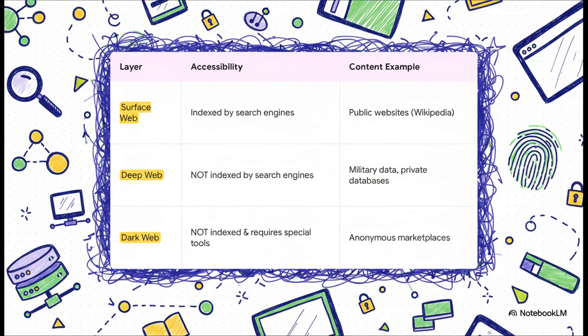Okay, so let's break it down. You've got three main layers. Most of us live on the surface web. That's everything Google can find. Then you have the deep web. Don't let the name spook you. It's mostly just stuff that isn't public, like your online banking portal or your email inbox. But the dark web, that's a whole different beast. It's intentionally hidden, and you need special software to get in, all for one reason: total anonymity.